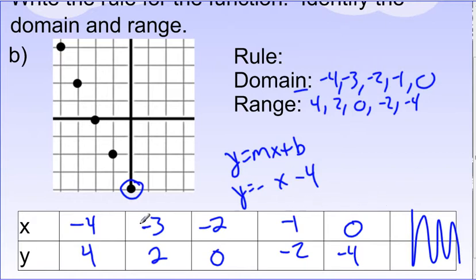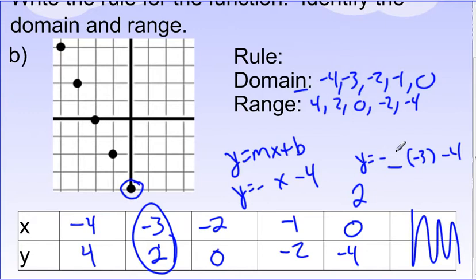I'll just pick one. I'll pick this one. Why not? So what would I have to... Negative 3. So if I have y equals a negative something times negative 3 minus 4, and we want that answer to equal a positive 2.